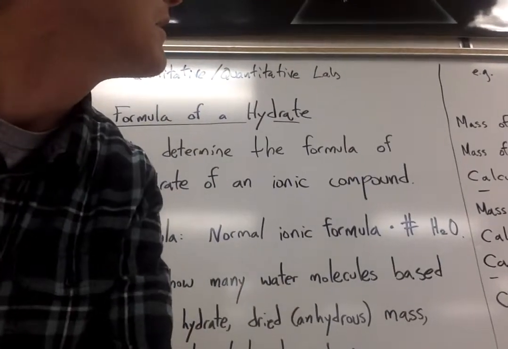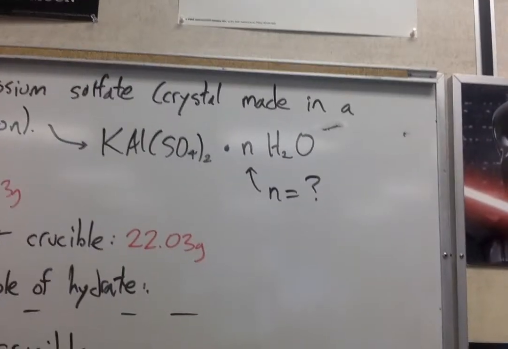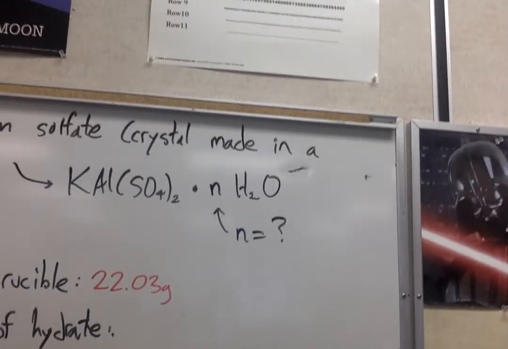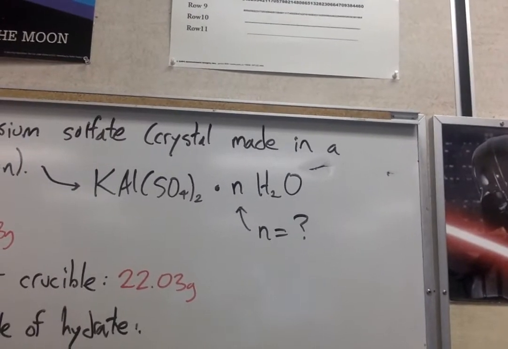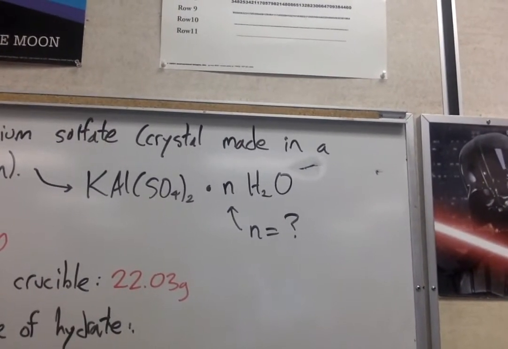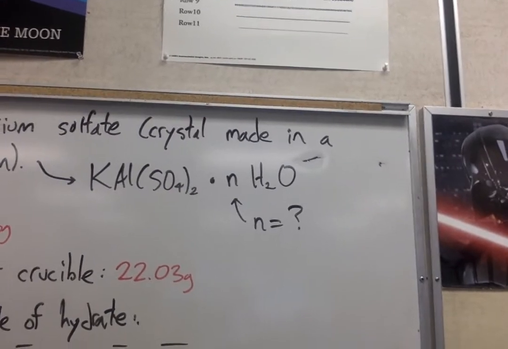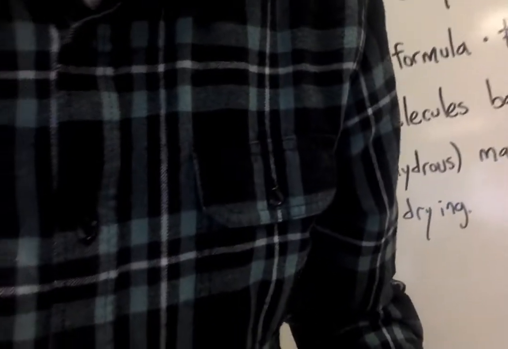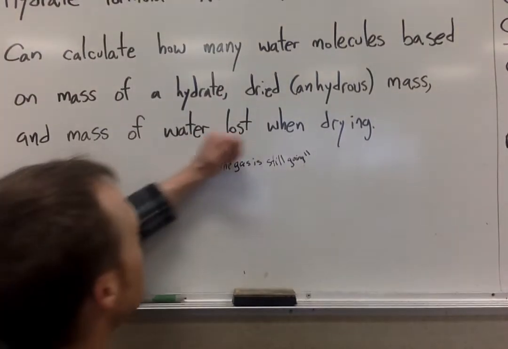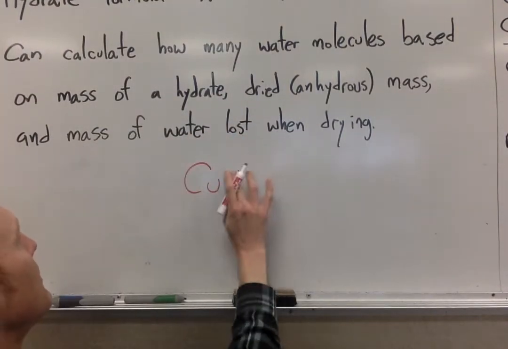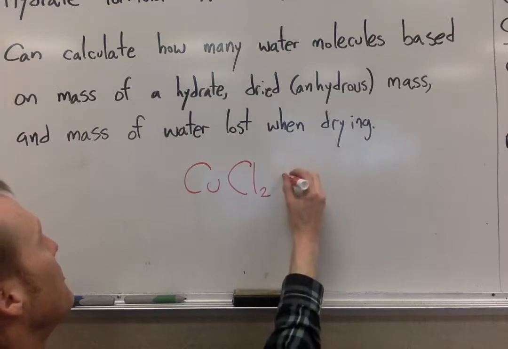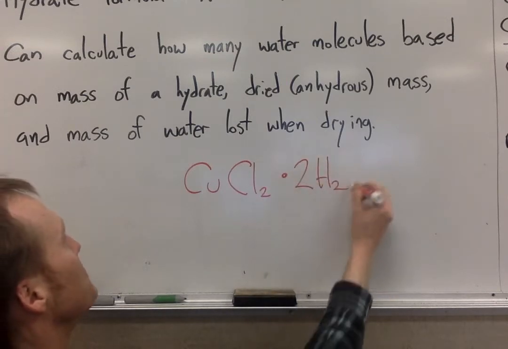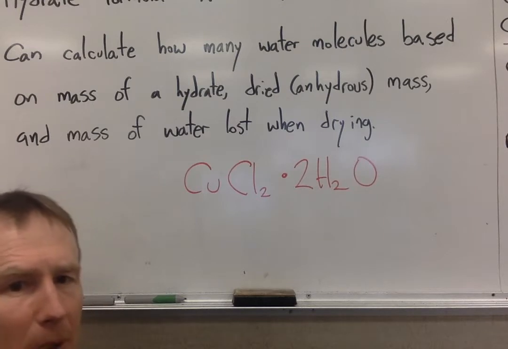So, here's one. Not the best one to start with, but this is the one that we're looking at today. In the middle of the screen, KAl(SO4)2 and then we see something H2O. Now, I'm going to give you an example of another one that I had in the lab earlier today, and that is CuCl2·2H2O. Let's consider that one.